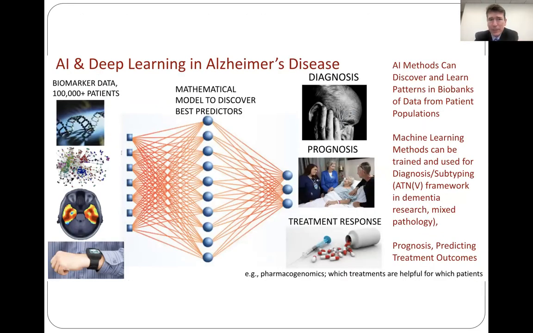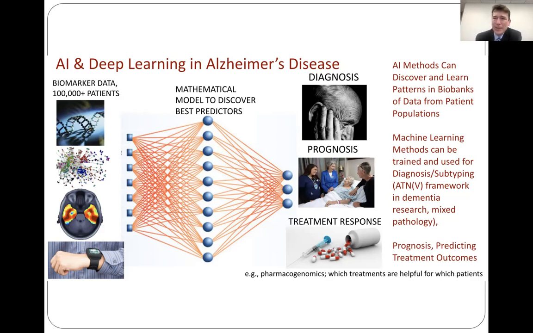So one way of using deep learning and AI, particularly in Alzheimer's disease, is to take all of the aggregated biomarker data that you have from a large number of patients, genetic data, omics data, neuroimaging, even real-time data such as actigraphy, and try and build a mathematical model or a predictive model that will help to predict diagnosis or prognosis or what the likely treatment response is for new patients.